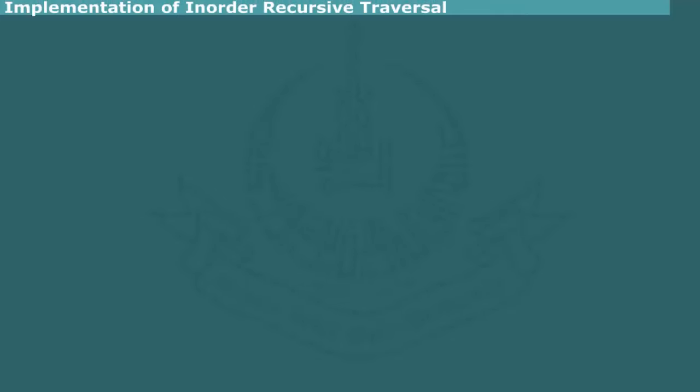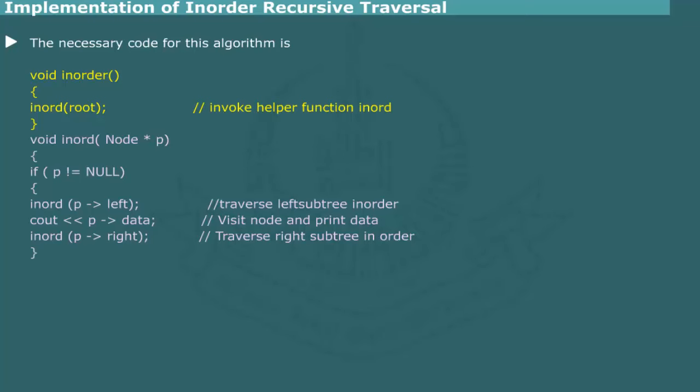Implementation of Inorder recursive traversal. You would recall that in Inorder traversal, first the left subtree is traversed in order, then the root is visited, and finally the right subtree is traversed in order. The necessary code for this algorithm is: invoke the helper function, traverse the left subtree in order, visit the node and print data, traverse the right subtree in order.